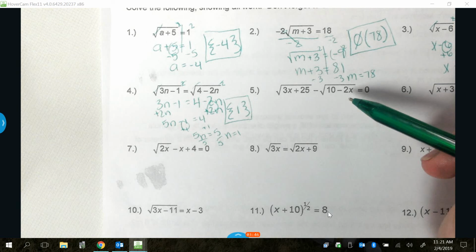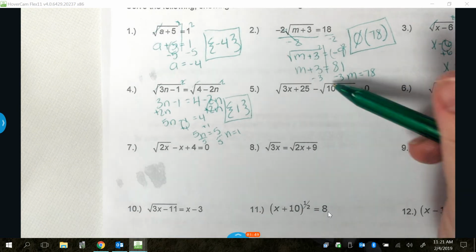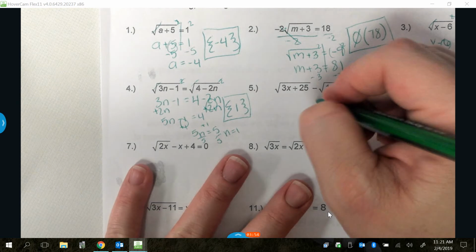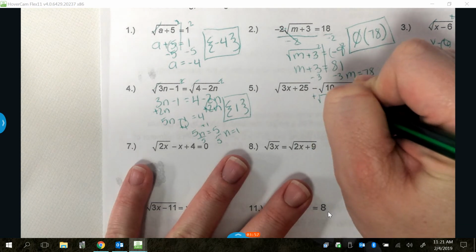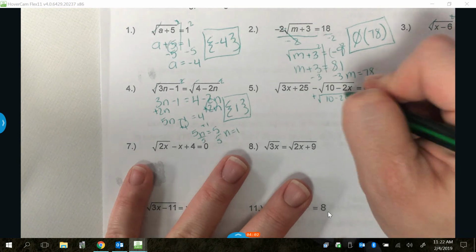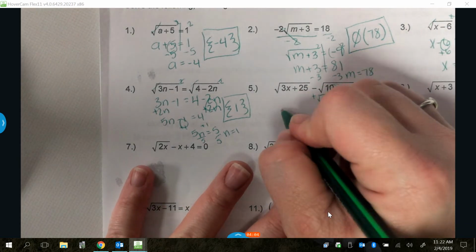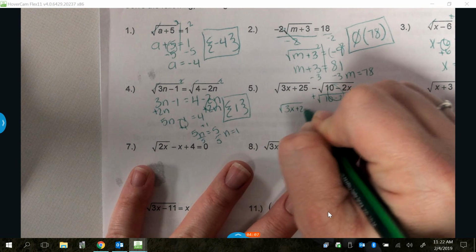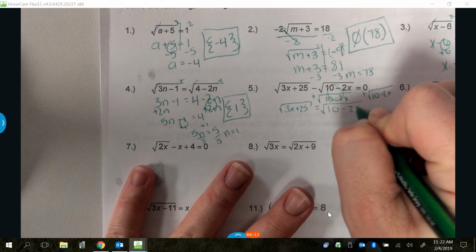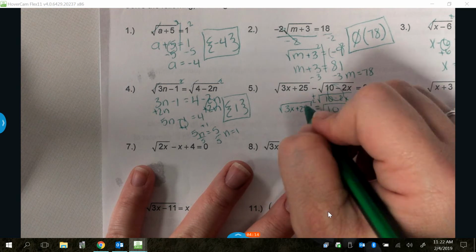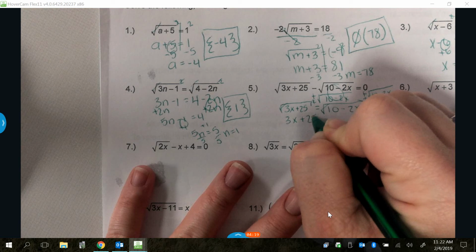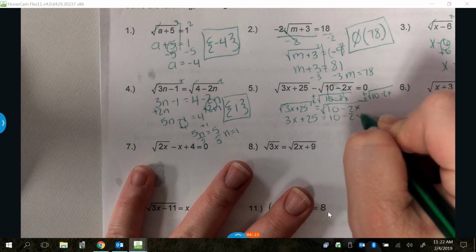Now this one is just like that one, except we actually need to move it over. So we want the equal sign in the middle. Well, how do you get rid of a subtraction? You add. So then this goes away and it looks just like that. Square root 3x plus 25 equals square root 10 minus 2x. Square both sides. That cancels that, that cancels that, and we're left with 3x plus 25 equals 10 minus 2x.